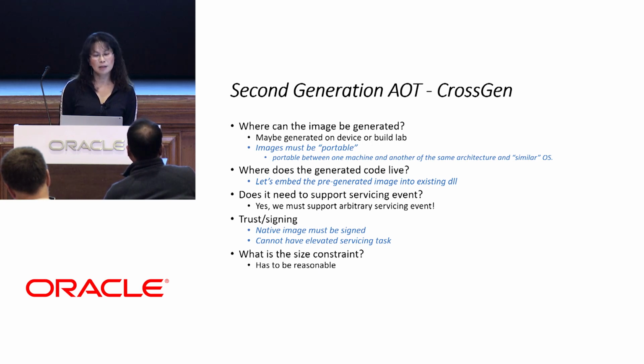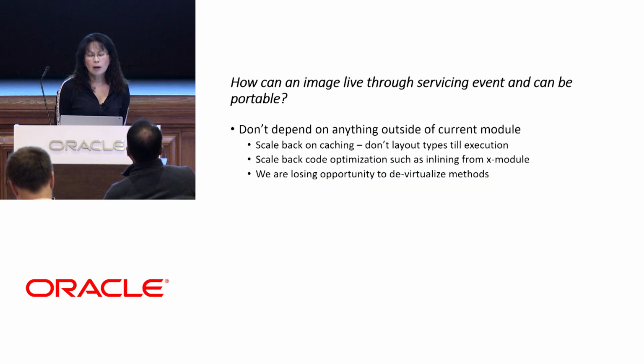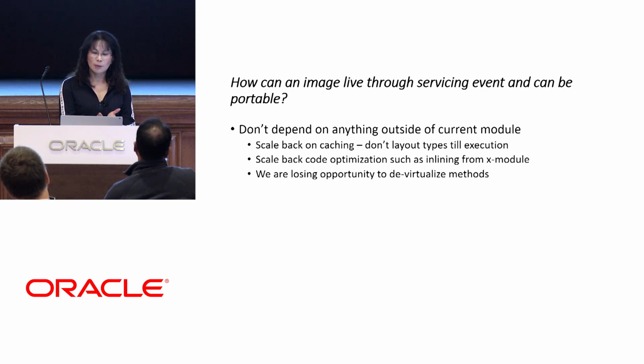And size constraint, yes, it had to be reasonable. You have an IL DLL, you embed some pre-generated code into it. You will hope that your DLL size does not become 10 times larger, right? So all the taming that we talked about early on still applies. So how can the images live through servicing events and be portable? We kind of take a naive approach because we need to ship, right? So don't depend on anything outside of the current module. That seems like a safe assumption. That means do not do early type layout, because other than System.Object itself, everybody depends on it. It's a cross-module dependency. And since that DLL can be serviced independently, I cannot trust any type layout. The second one is we scale back all the code optimization, such as inlining across modules. Because of that, we also lose the opportunity to devirtualize methods.